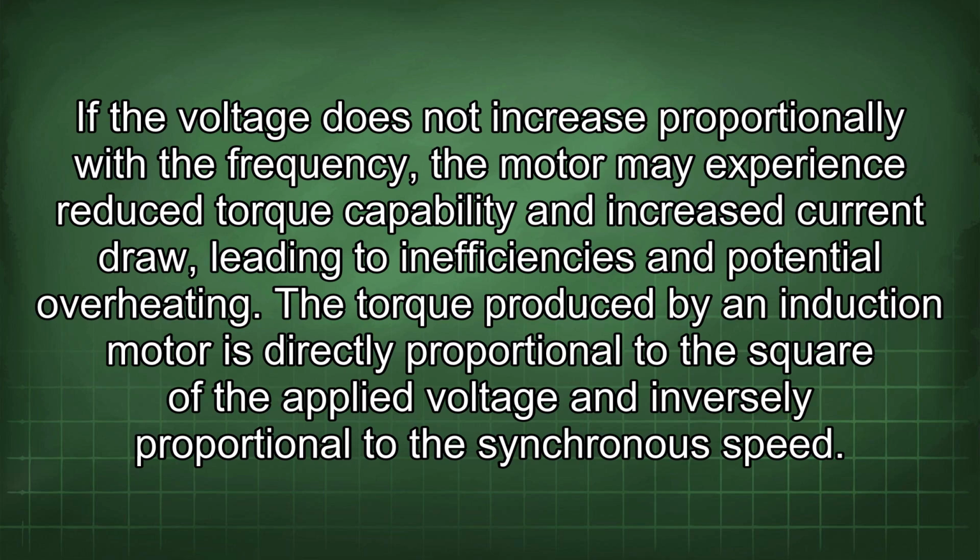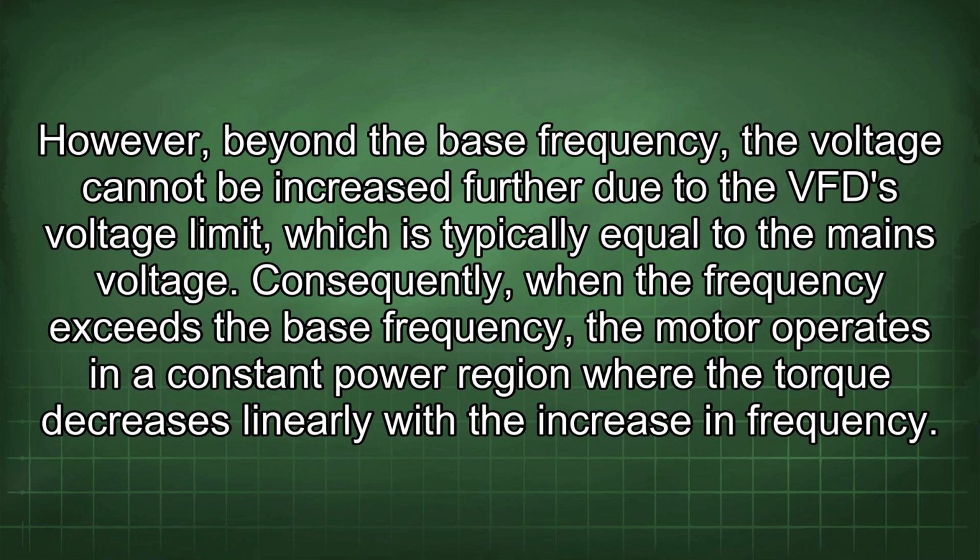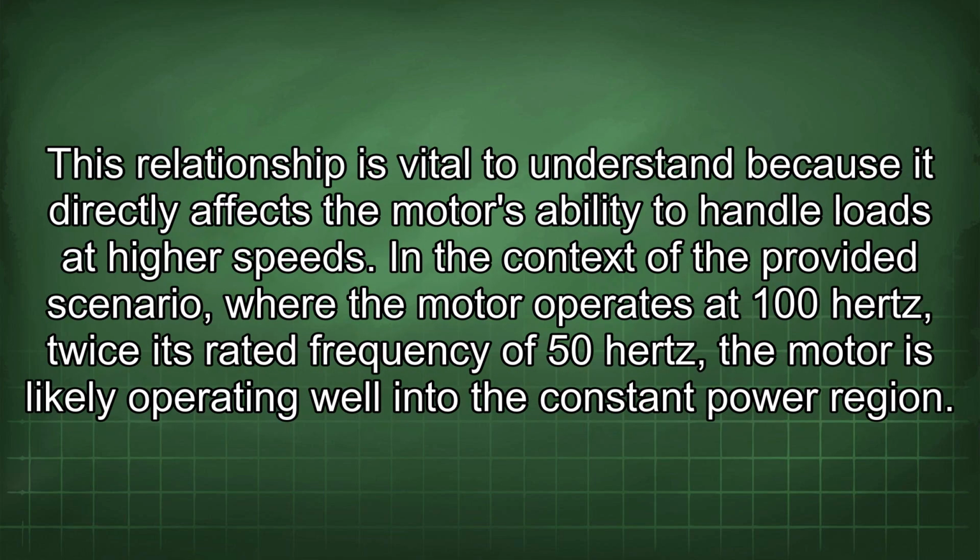The torque produced by an induction motor is directly proportional to the square of the applied voltage and inversely proportional to the synchronous speed. However, beyond the base frequency, the voltage cannot be increased further due to the VFD voltage limit, which is typically equal to the mains voltage. Consequently, when the frequency exceeds the base frequency, the motor operates in a constant power region where the torque decreases linearly with the increase in frequency. This relationship is vital to understand because it directly affects the motor's ability to handle loads at higher speeds.